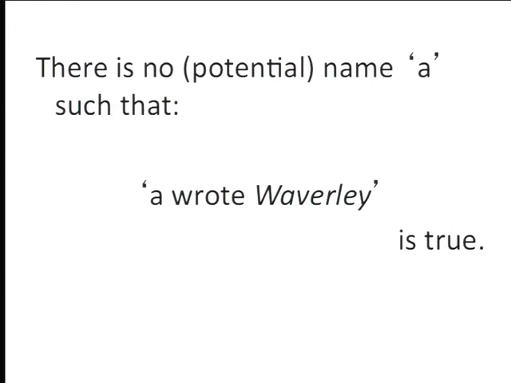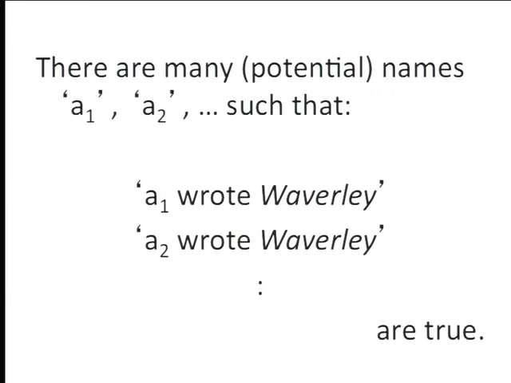On the other hand, if you say no one wrote Waverley, what you're saying is there's no potential name such that "A wrote Waverley" is true. Or if you say many people wrote Waverley, what you're saying is there are many potential names, A1 and A2, such that A1 wrote Waverley, A2 wrote Waverley, and so on.